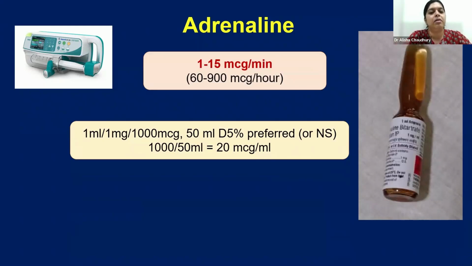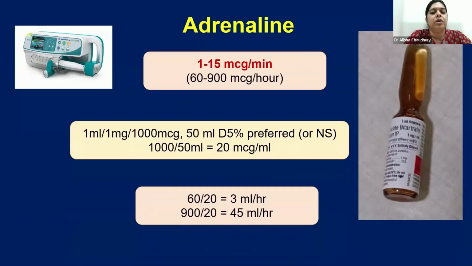Reconstitute in 50 ml of 5% dextrose or NS. So every ml will finally contain, 1000 by 50, 20 mics per ml. So at 60 mics per hour, if you want to start, you start it at 3 ml per hour, or the 900 mics per hour, the highest dose, is 45 ml per hour. People use in their ICUs 1 ampule of adrenaline, sometimes even 3 ampules of adrenaline. Again, go by your institution's protocol.